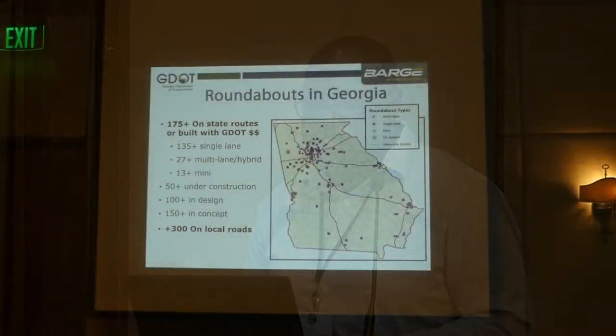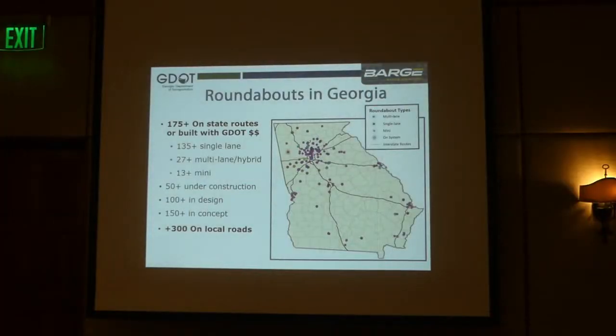So roundabouts in Georgia, we have roughly 175 on state routes or built with GDOT funds. 135 of those are single lane, 27 of those are multi-lane roundabouts, and about 13 are mini. And then we also have roughly 50 currently under construction, with another 250 in the concept or design phase. And then we also have roughly 300 on local roads.